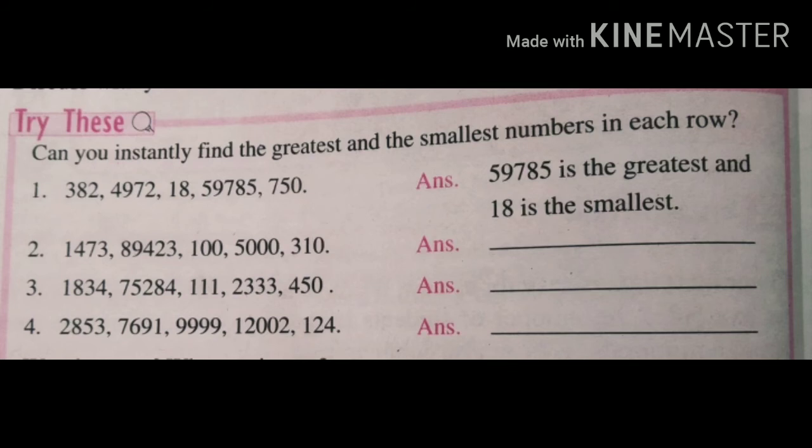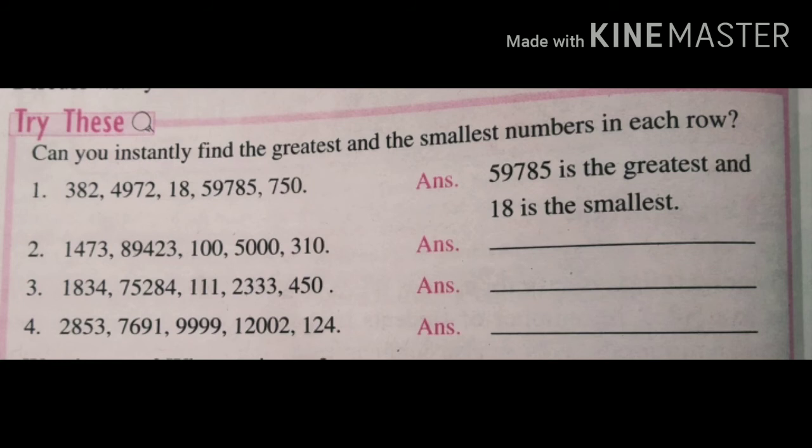As I have told you before, we have to see the place digits. So we have to see the first digit of all the numbers. So we can say that 8 is the biggest. So 89,423 is the greatest and 100 is the smallest among them.